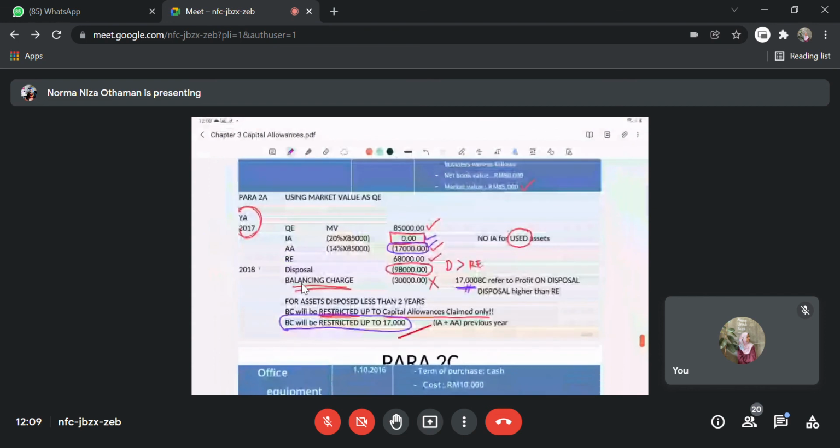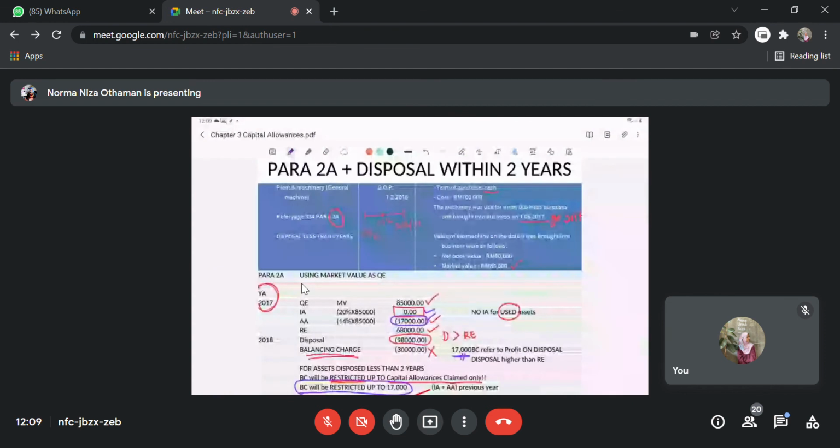Right? That is why it is the application of para 2A and also disposal within 2 years. So you have seen how to decide whether disposal is a balancing charge or a balancing allowance, and then if it is disposed of within 2 years there is a restriction. So how do we calculate that restriction? Is it okay?